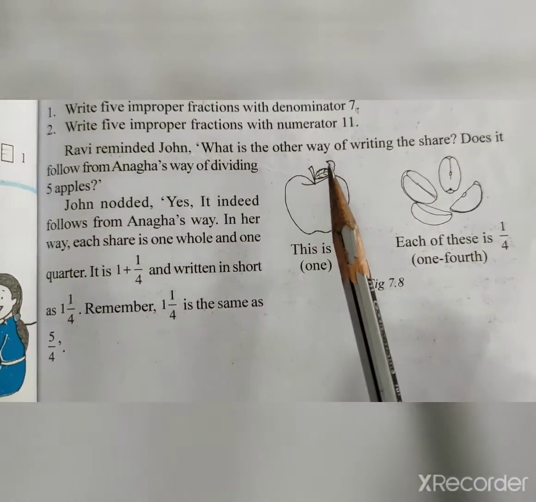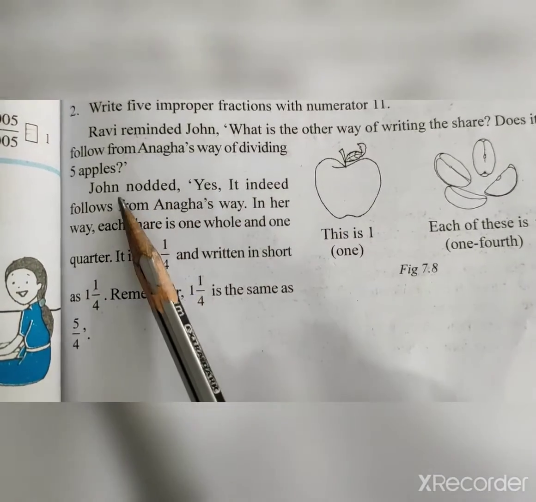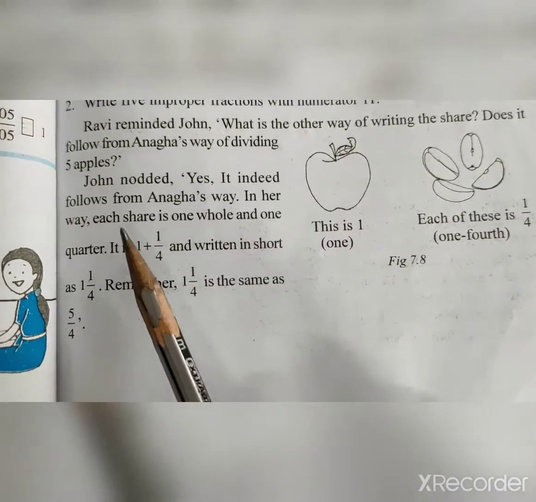Ravi reminded John, what is the other way of writing the share? Does it follow from Anag's way of dividing 5 apples? John nodded. Yes, it indeed follows from Anag's way.